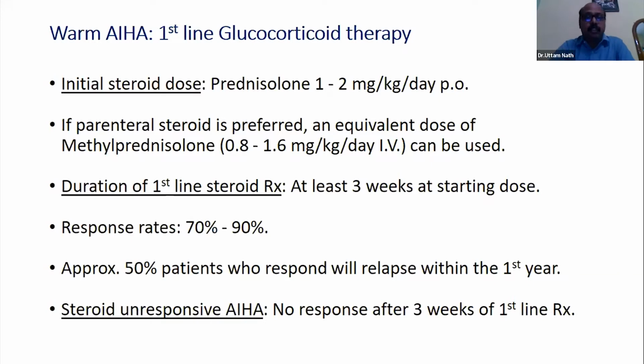Now, how long to give steroid in this dose? It is at least 3 weeks. Without giving for at least 3 weeks, we cannot say whether the AIHA is primarily steroid unresponsive. The response rate to first-line glucocorticoid therapy is around 70 to 90% as per literature. However, response may be short-lasting, and the majority of adult patients, like 50% or more, will invariably relapse within the first year of starting therapy. And the definition of steroid unresponsive AIHA, as I have said, is no response after 3 weeks of first-line therapy.